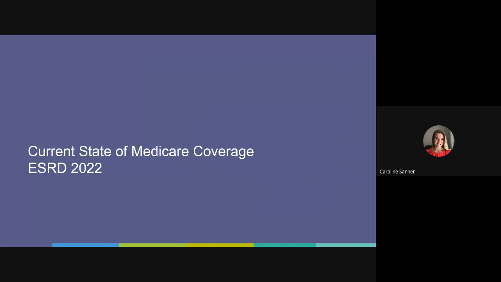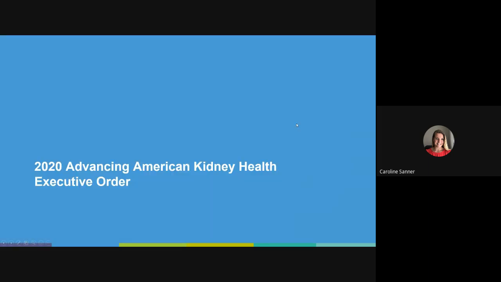We're now going to switch to Section 2, which is the current state of Medicare coverage for end-stage renal disease for 2022. The first topic we're going to cover is the 2020 Advancing American Kidney Health Executive Order. Keep in mind, we're just going to briefly cover this.